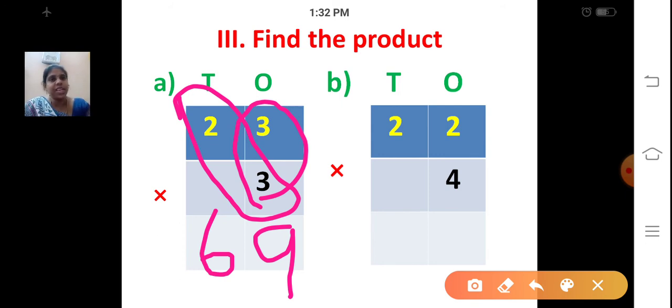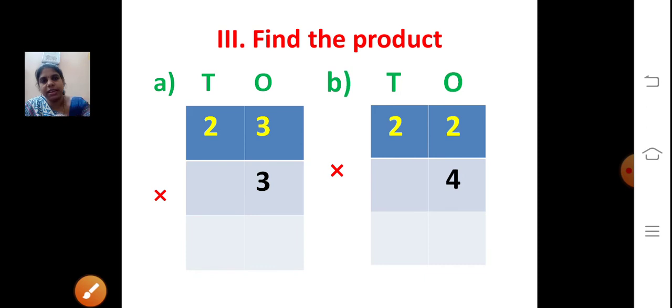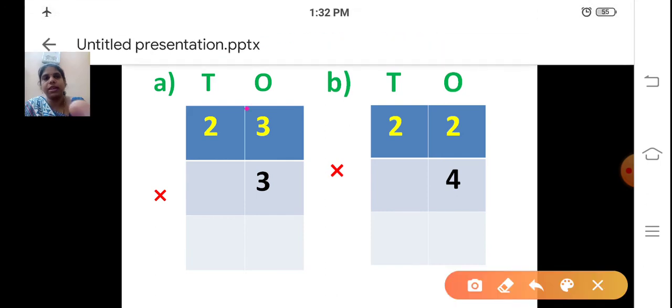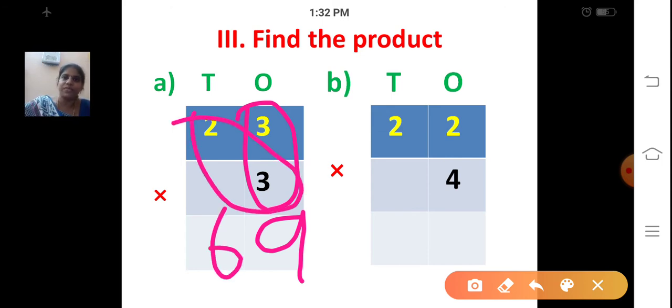How will you do this? So, first multiply 3 threes are 9, write down. Then multiply 2 threes are 6, write down here. Yes, one more sum we will do.